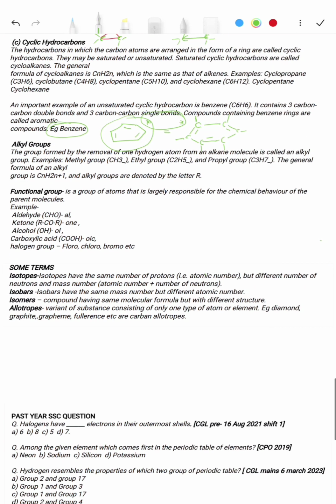Now coming to the alkyl group. The group formed by removal of a hydrogen atom from an alkane molecule is called an alkyl group. So one H is removed and it becomes CH3. So this is called an alkyl group.